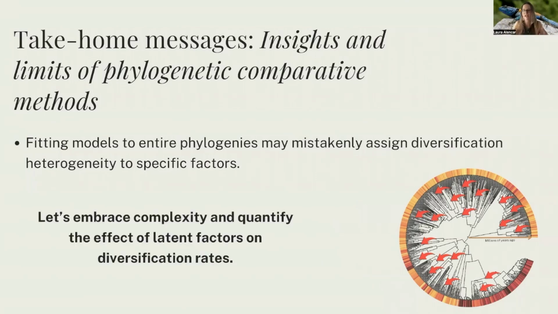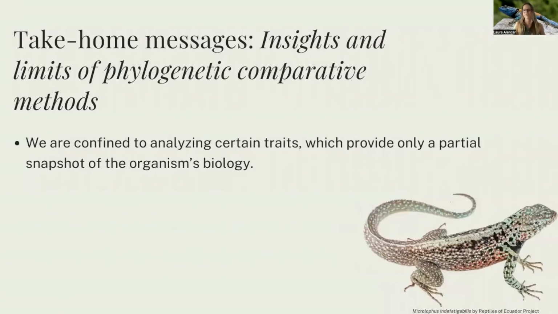And so to help overcome these methodological challenges, methods must embrace the complexity that characterizes biological systems, and quantifying the effect of latent factors on diversification is definitely a way forward. And finally, it's important to mention that we are limited to the traits that we are analyzing, which represent only a limited snapshot of an organism's biology, right? So we can only test as much as we know about the organism.